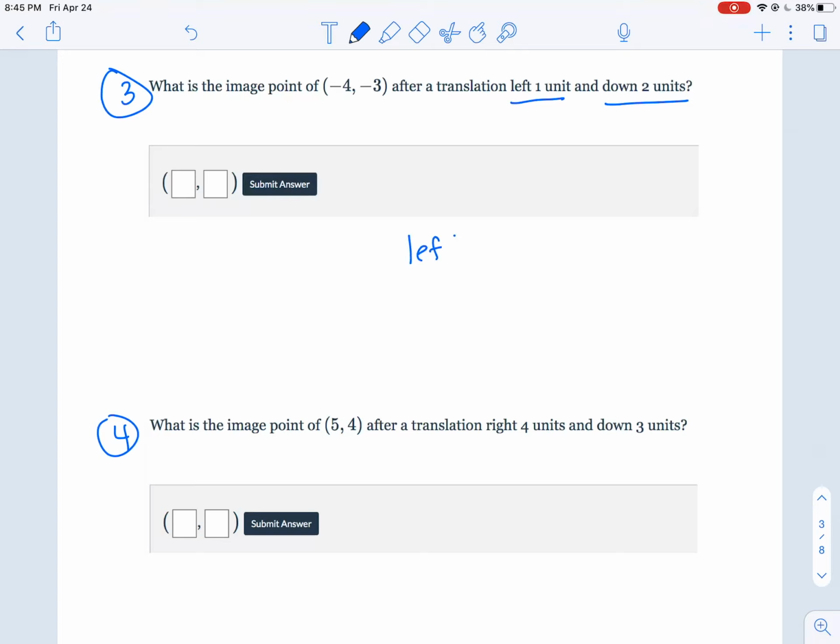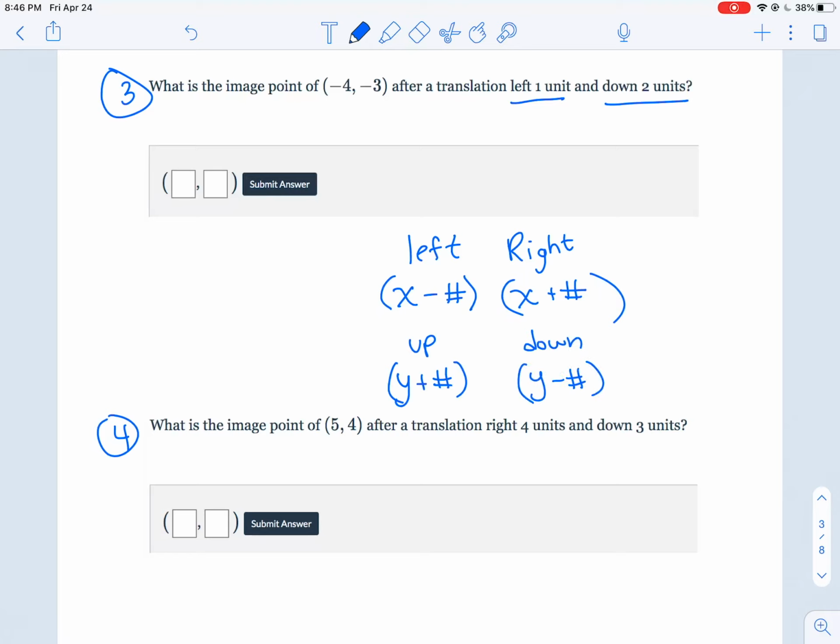If you're traveling left, that means you have to take the x value and subtract the number. If you're moving to the right, you're going to take the x value and add whatever number it's asking. If you're moving up, you're going to take the y value and add the number that it's being asked for. And if you're going down, you have to take the y number and subtract the number that's being asked. So it says to move left 1 unit, so I'm going to take my x value and subtract 1. And it says down 2 units, and I'm going to take my y value and subtract 2.